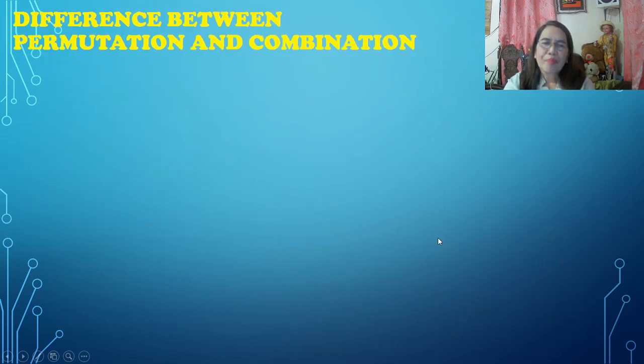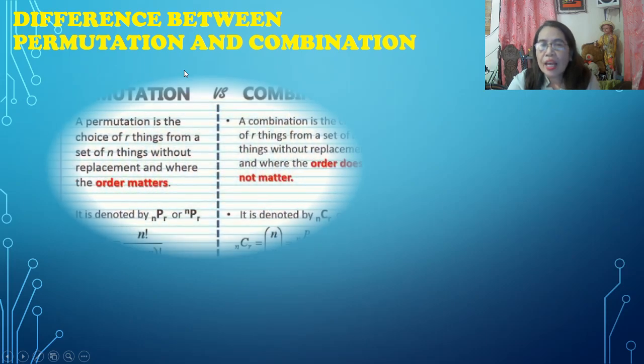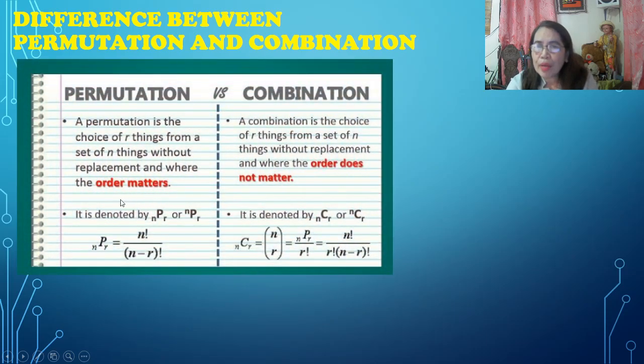Okay. And then, para ma-solve nyo yung problems mabuti, kailangan you must know the difference between permutation and combination. So, again, pag sinabi ng permutation, the order matters. While combination, the order does not matter. Ito yung mga formulang gagamitin. Ito yung mga different ways to represent. Pwede siyang nPr, or written like this, or like this one.